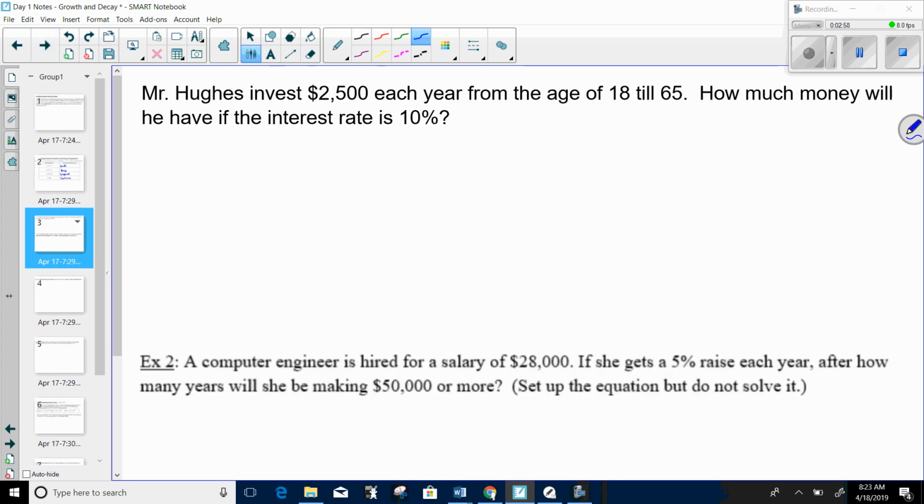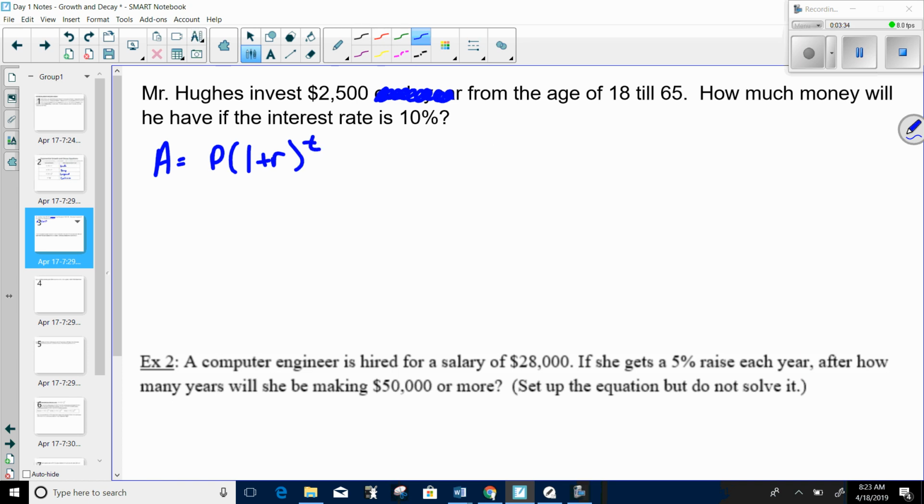It says Mr. Hughes invests $25,000 each year from the age of 18 till 65. How much money will he have if the interest rate is 10%? So that is going to be a growth model. We're going to take $2,500, and we're not going to do each year. I typed that wrong. We're just going to take $2,500 and put it into an account, and we're going to let it increase by 10% every year. So that would be the growth model. It would be this one right here. The money is going to be getting larger.